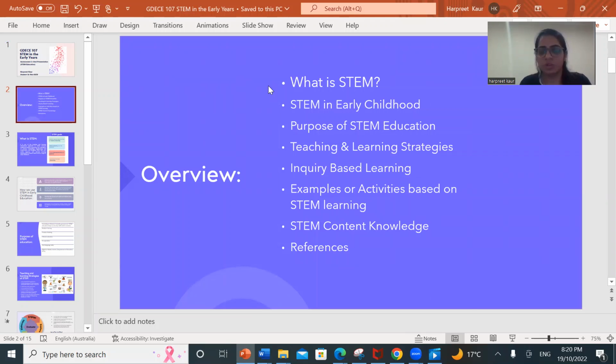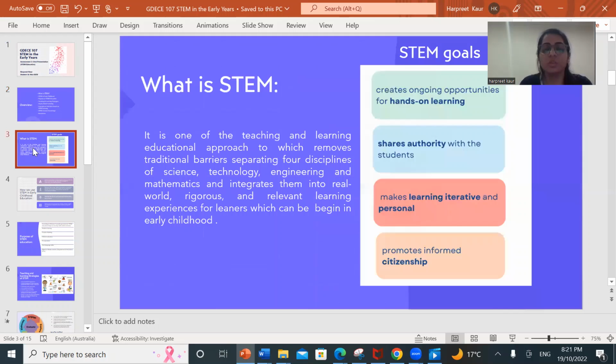Firstly, what is STEM, then STEM in early childhood, the purpose of STEM education, teaching and learning strategies, inquiry-based learning, examples or activities based on STEM learning, and then STEM content knowledge. At the end, there will be some references. So firstly, we can talk about what is STEM.